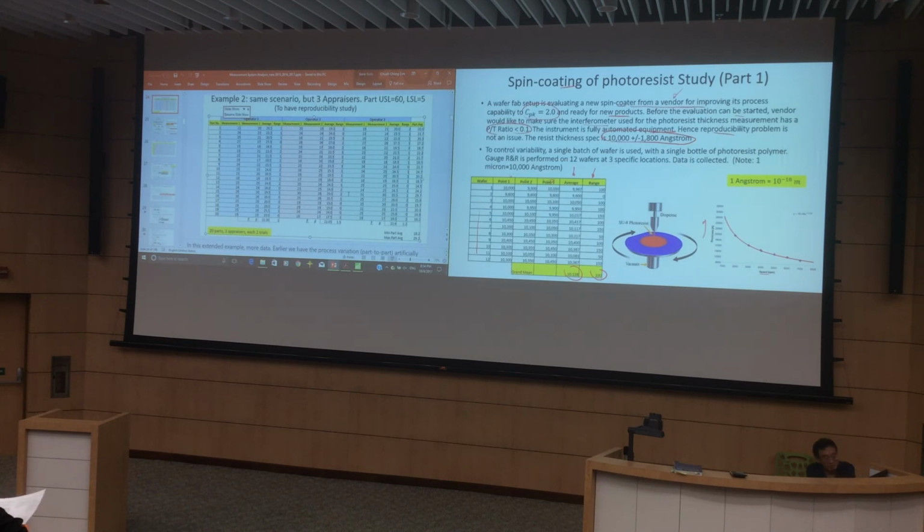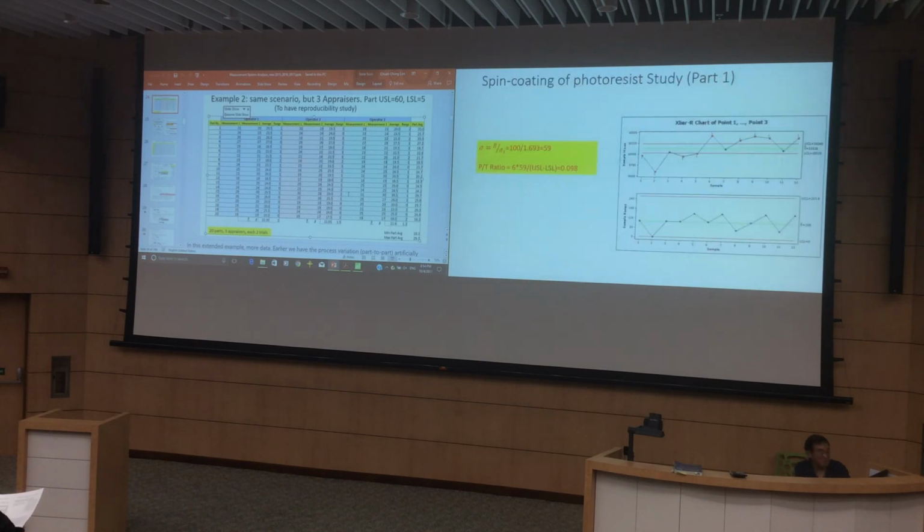So in this case, we can do our X-bar chart. We don't have reproducibility problems, so we can do it. We can also plot a range chart, and then you can calculate the R-bar, and use D2 and all of this. You can get it from the sample size, right? You get 59. But for the P/T ratio, you have the spec, so you come to this here.